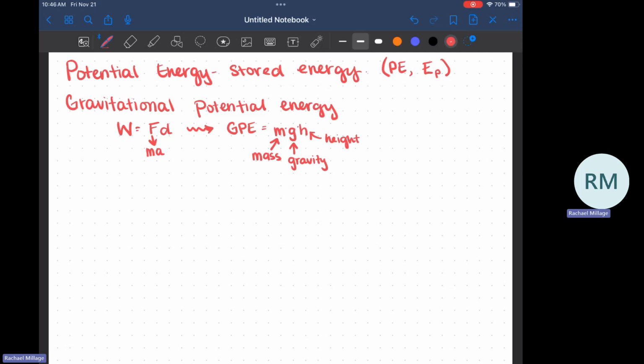In physical science, a lot of times I'll call this GPE. In our textbook, we can also abbreviate gravitational potential energy as GPE. Sometimes we might say potential energy with a sub G for gravity. Different people will write it different ways. What are our units? Always, always, always for energy: joules. So our units are still joules.